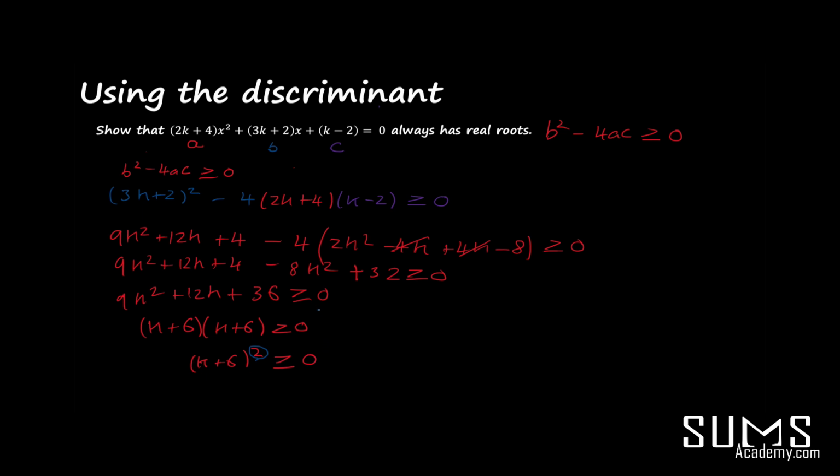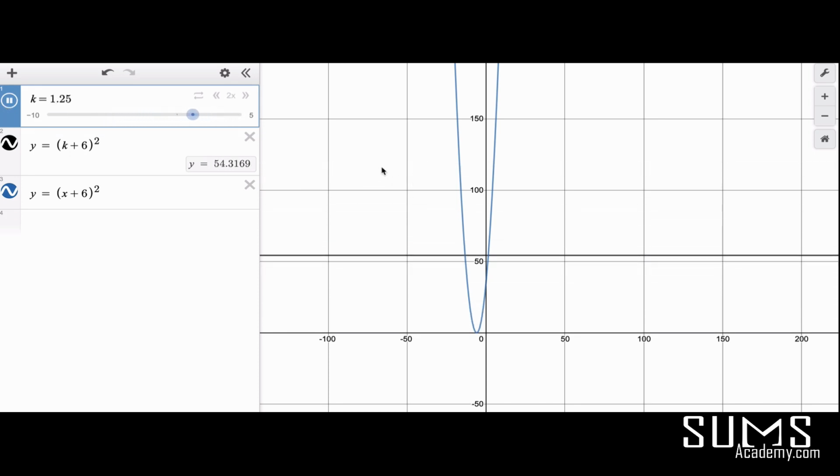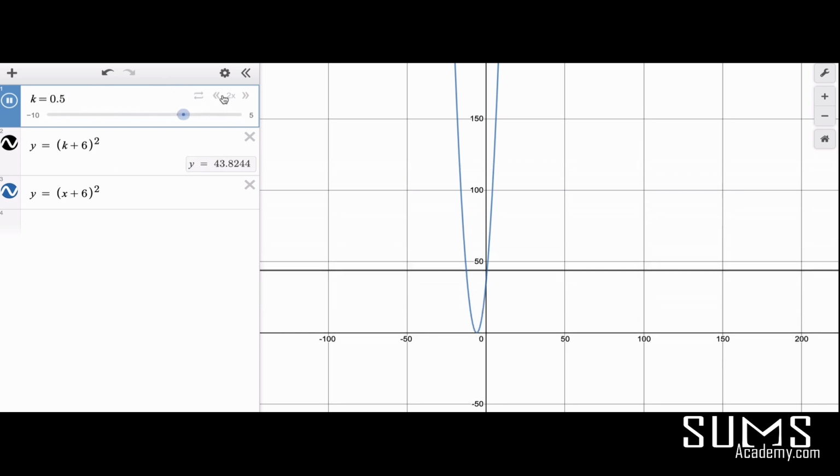And I've got a graph to help try and explain this a bit more. Here's our expression of y = (k + 6)², right? And I've drawn the parabola of y = x² + 6. Okay, so I'm going to play this now. So what I'm showing you here is no matter what value of k you have, it's always going to be a positive number or 0. So once I'll slow it down even more.